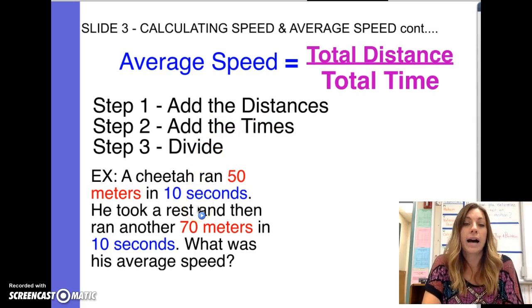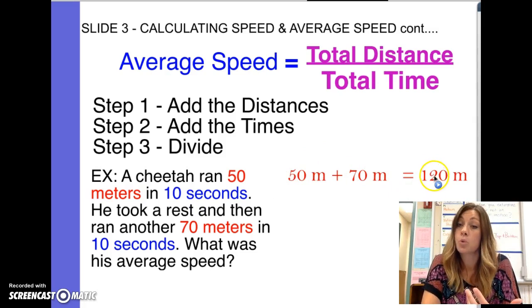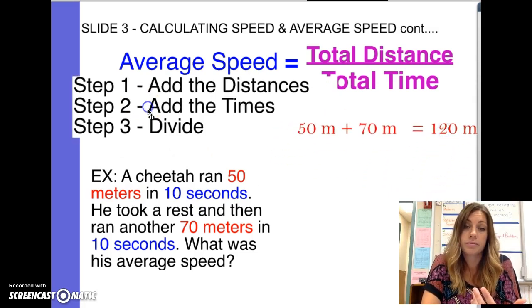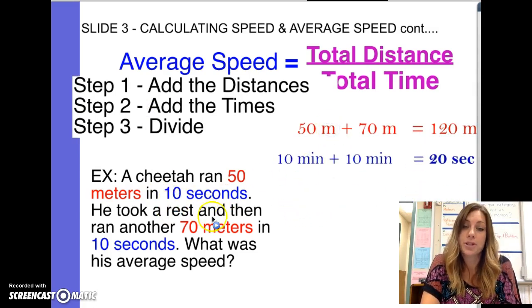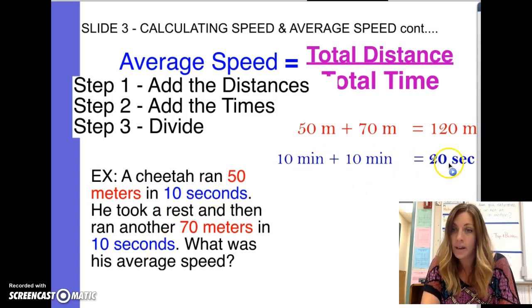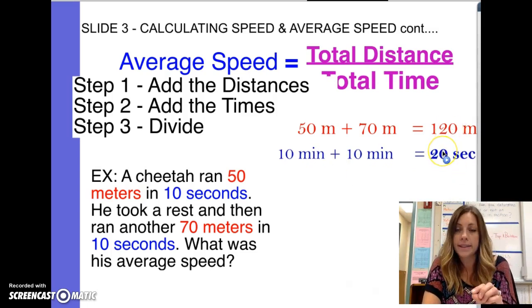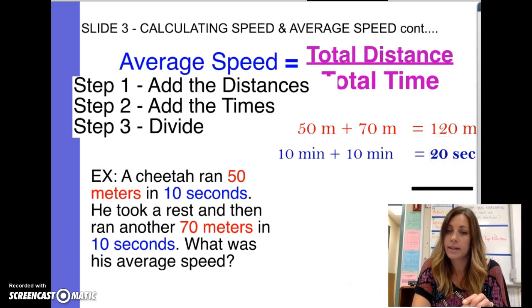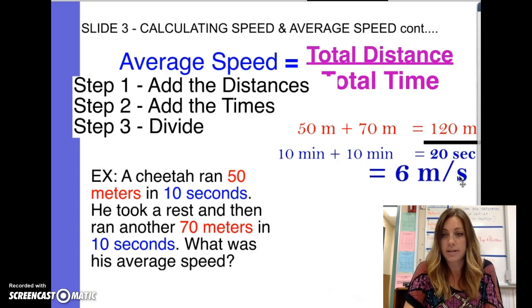So for example, in this problem, I would take 50 meters plus 70 meters, which gives me a total of 120 meters. Then I would add the times. The two times that cheetah ran were 10 seconds and 10 seconds. Oh, this is a typo. I apologize. It should be 10 plus 10 seconds, which equals 20 seconds. So now that I've added the distances, I've added the times, now I can divide them. 120 meters divided by 20 seconds, that's going to give me a speed of 6 meters per second.